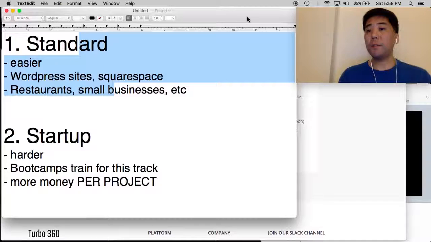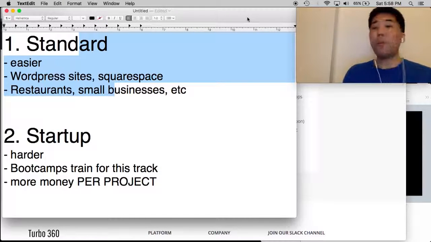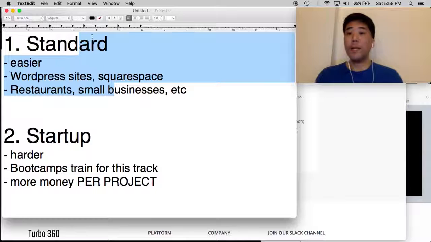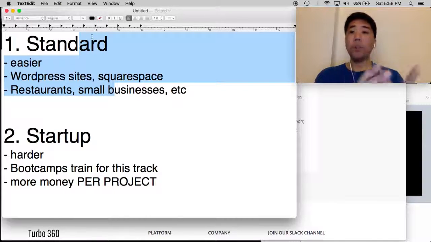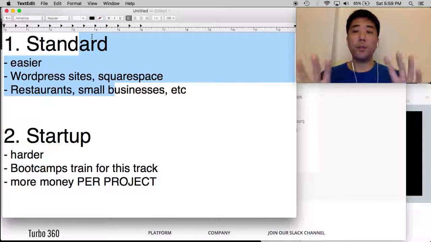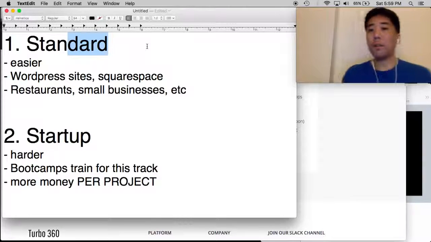In part 2 of this guide to freelancing, we are going to discuss preparation with regard to each one of these tracks. So how to sell yourself to these companies depending on which track you're pursuing, and that also has a pretty different technique depending on which track. There are some consistencies, but for the most part, selling yourself to a startup requires a different presentation than selling yourself to a standard company, a small business, or a conventional company like that.